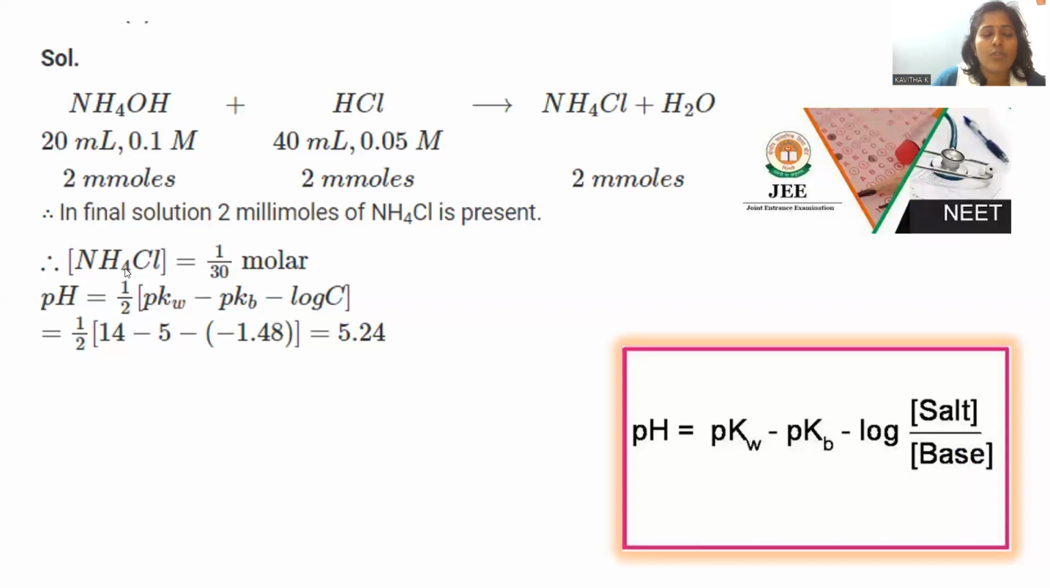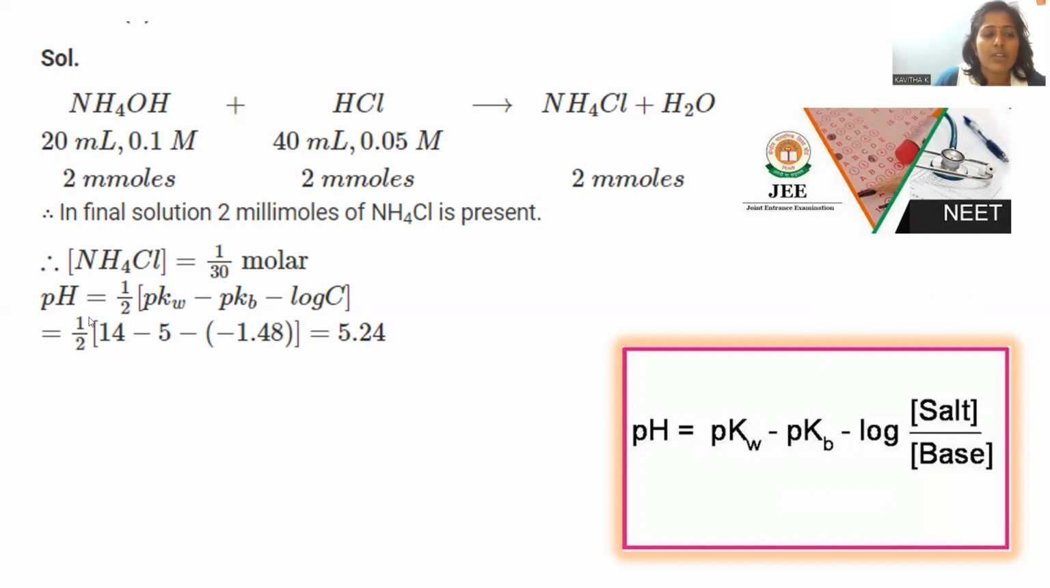When these two compounds are added, here the formation of 2 millimoles of compound will be generated. Okay, so here ammonium hydroxide converted into ammonium chloride compound. Fine. Here, this is taken as 2 millimoles and the HCl also 2 millimoles, and the product formed is also 2 millimoles, right? Okay. So if you observe 20 plus 40, the solution will become 60 ml, right? Among 60 ml for ammonium chloride, it will become 30 ml. So concentration of ammonium chloride we can take 1 by 30 molar solution.